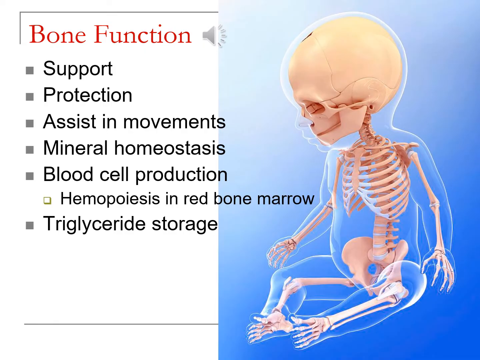And last but not the least, the bones are for triglyceride storage. We mentioned red bone marrow in blood cell production. In triglyceride storage, we talk about the yellow bone marrow, which consists mainly of adipose tissue. And these adipose tissues or fats store triglycerides. And later on, we will learn that the stored triglycerides are a potential chemical energy reserve used in the body when needed.